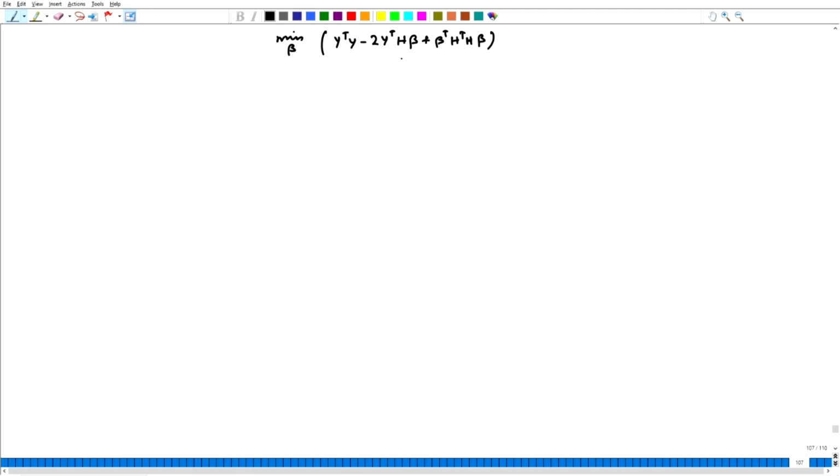So, clearly this is of the form half x transpose A x plus b x plus c, where A is H transpose H, b is minus 2 y transpose H, and c is y transpose y. I wrote it as A because the H could be confusing.